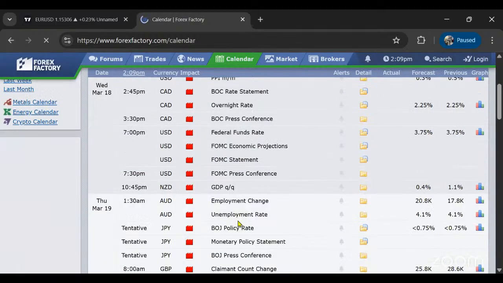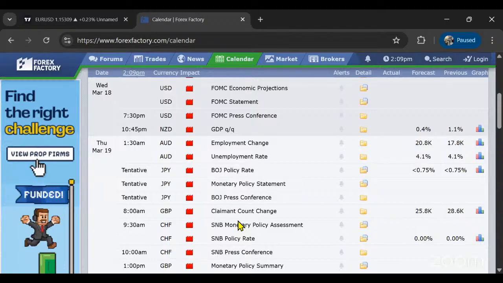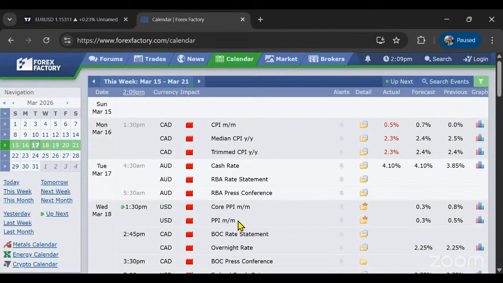All right. So I'm going to go back to last week, so we can analyze the news that happened last week and how traders could have taken advantage of that.